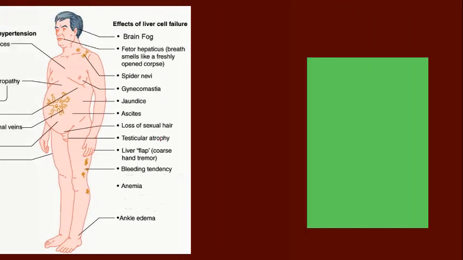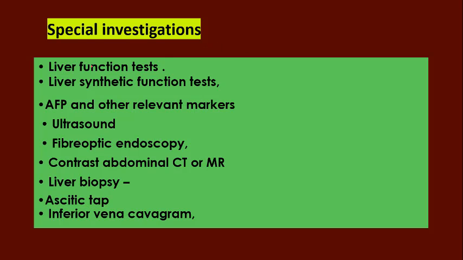Special investigations for portal hypertension. In addition to history and examination, we should do the following investigations. First, the liver function test to assess the degree of jaundice, which is an important prognostic indicator in cirrhosis. Second, the liver synthetic function test, like prothrombin time, INR, and albumin.